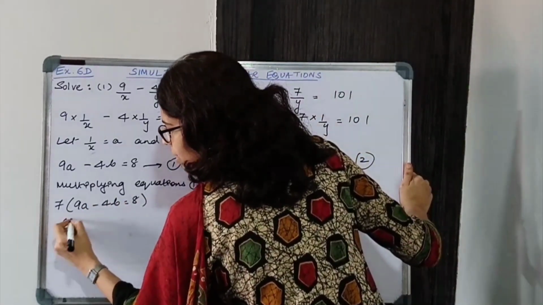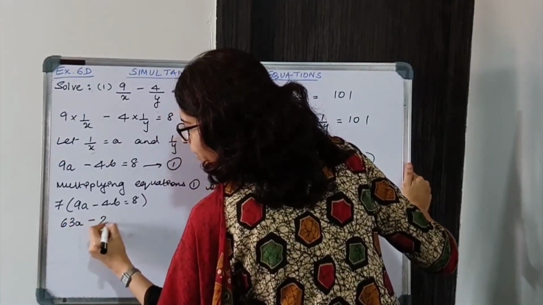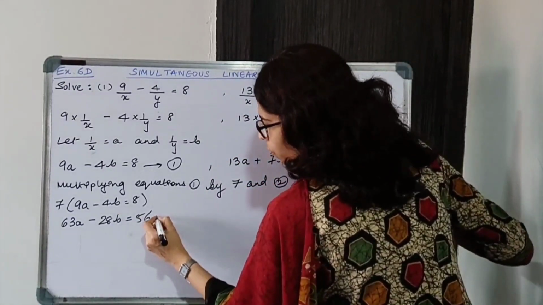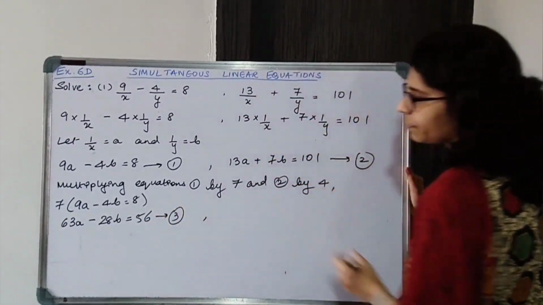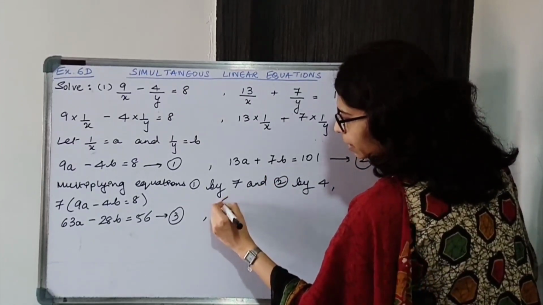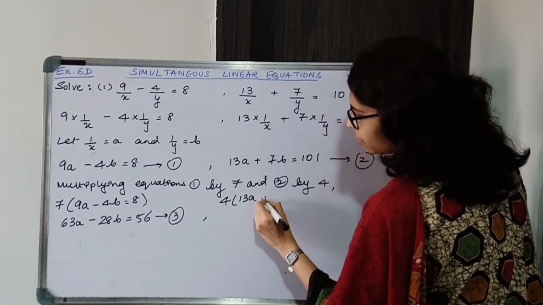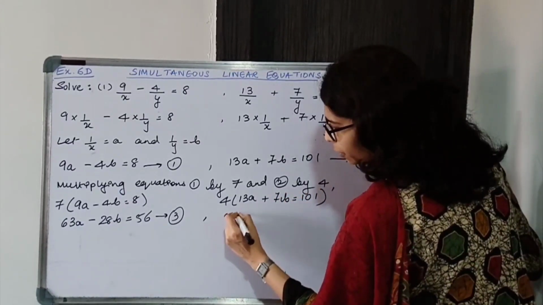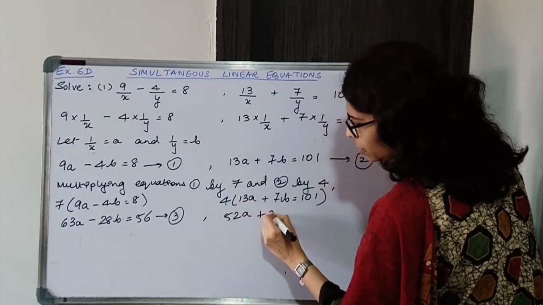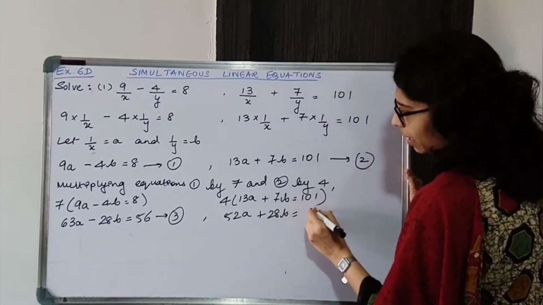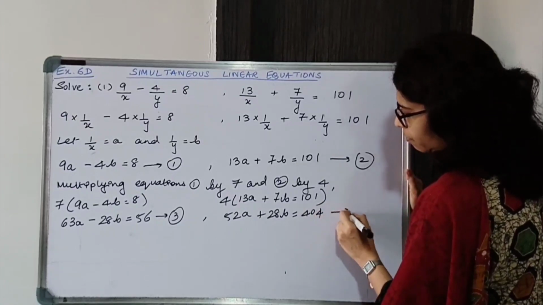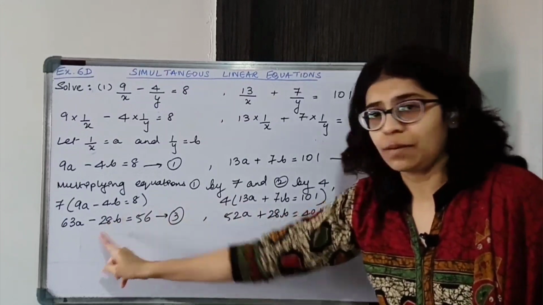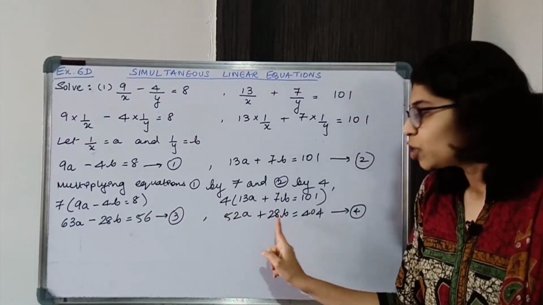So 9 7s are 63, 7 4s are 28, 7 8s are 56. So mark this as 3. Over here we'll multiply by 4. So 13a plus 7b equals 101. 4 into 13, 52. 7 4s are 28, and 4 into 101, 404. Mark this as 4. Now the coefficients are same. Okay, and check the signs now.